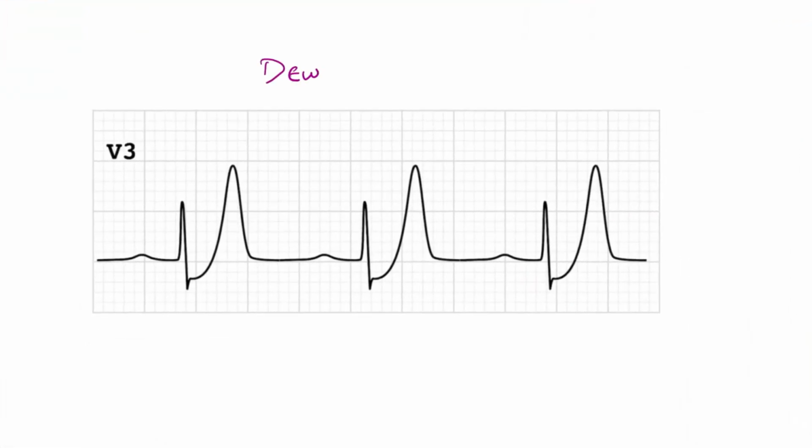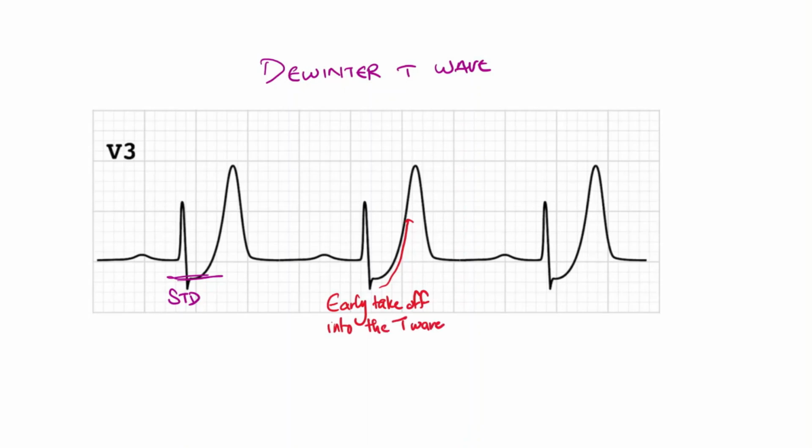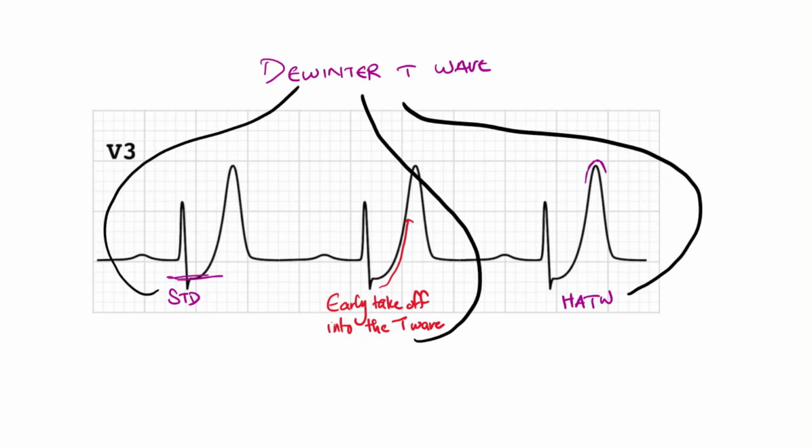Let's look at these. So precordial lead V3, de Winter T waves, another STEMI equivalent. Number one, you've got ST segment depression. You've got an early takeoff which merges with the T wave. And you've got a hyperacute T wave which is quite tall as compared to the preceding QRS complex. Combine these three together and this is known as a de Winter T wave, and this is also a STEMI equivalent.